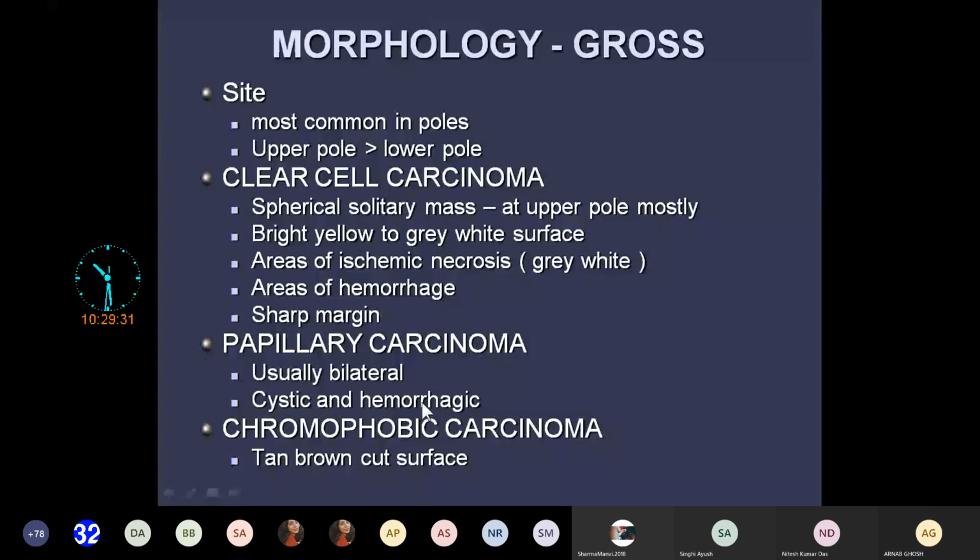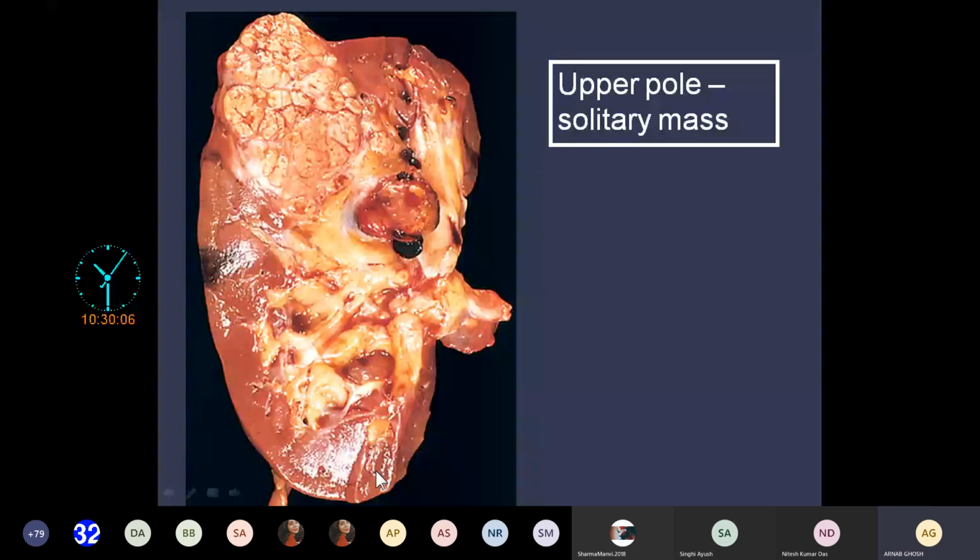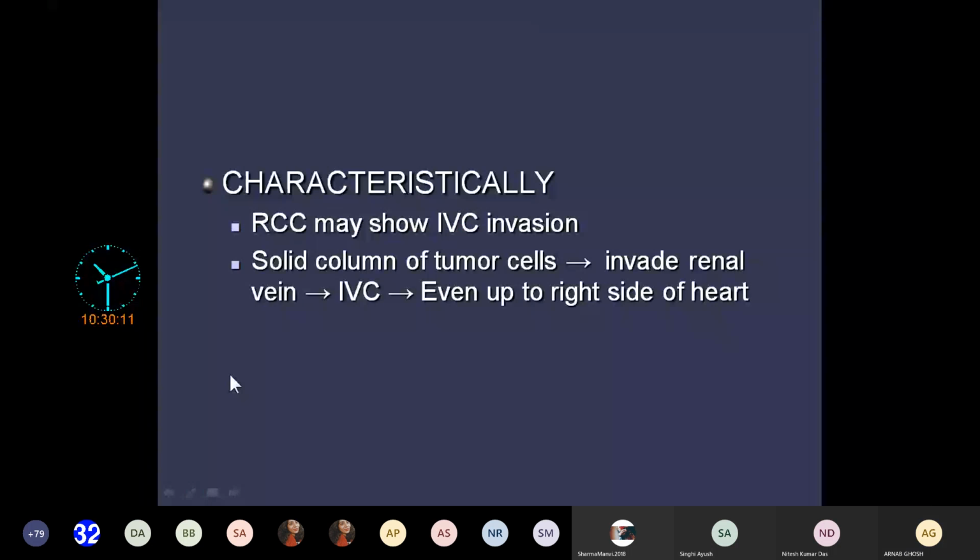The third is chromophobe carcinoma or chromophobic carcinoma, and this has typical tan brown cut surface. So this is typical. This word again is a specific somewhat. It is a bit characteristic for chromophobe carcinoma, that is tan brown, somewhat homogeneous cut surface. In this, hemorrhage will be maybe there or may not be there. It is more like tan brown cut surface. Okay. So now another thing is, one characteristic feature of renal cell carcinoma is it may show invasion into inferior vena cava.